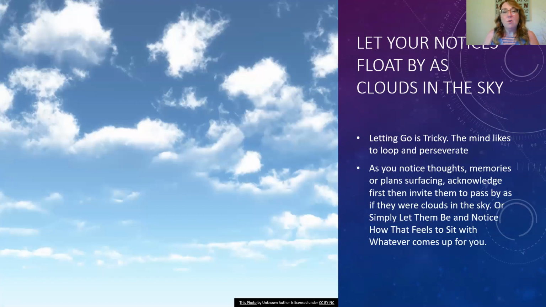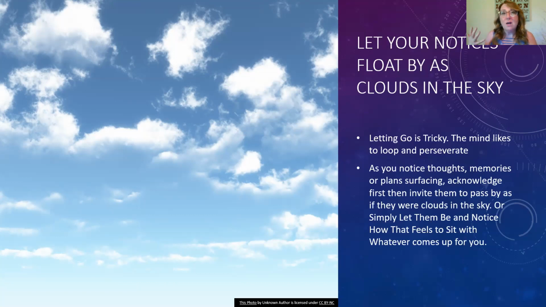Letting your notices float by like clouds in the sky is one of the critical elements of mindful practice. Letting go is very tricky. The mind likes to loop and it likes to perseverate. It's one of the best things that we do. We're really good at it as human beings.